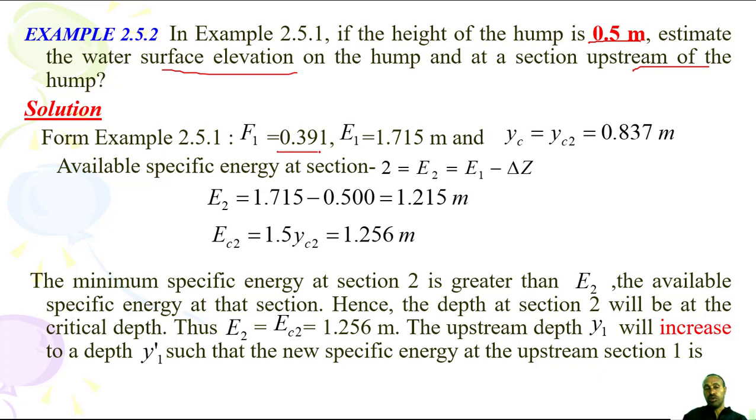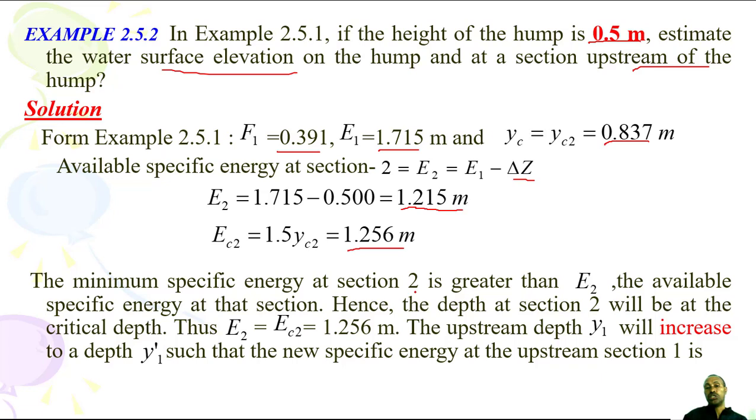F1 we already computed, 0.391. E1 we have already computed, and Yc is equal to Yc2, which is 0.837. Then the available specific energy at section 2 is equal to E1 minus del Z. So del Z is already given. Since it is an upward step, you will use minus, which gives 1.215. Then Ec2 will be 3 over 2 of Yc2, which gives 1.256.